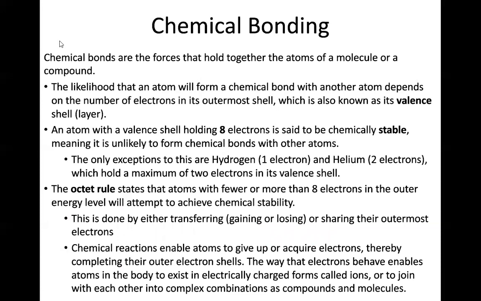All right, chemical bonding. Been talking about this for a couple slides now. We get to finally learn what it is, what goes into it. Defining chemical bonds, these are the forces that hold together atoms of a molecule or a compound. And the likelihood that an atom will form a chemical bond with another atom is all dependent upon the number of electrons in its outermost shell.